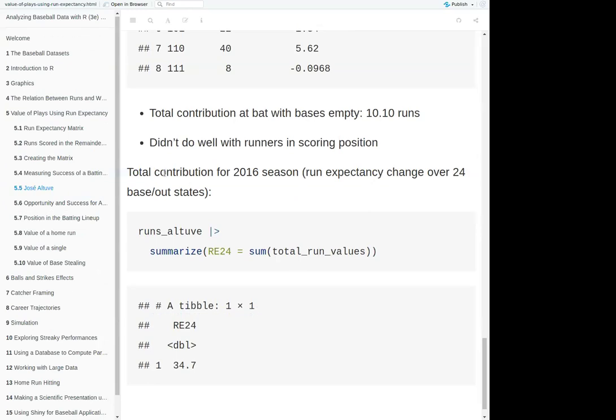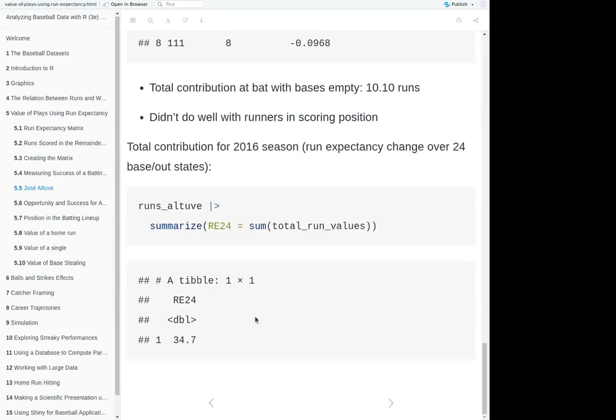So we can then look at the total contribution for his 2016 season, looking at the run expectancy change over the 24 base out states, which we initially talked about in the beginning. And again, we're summing the total here, and we get the run expectancy for the 24 base out states as 34.7.